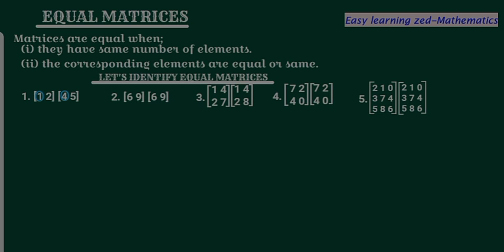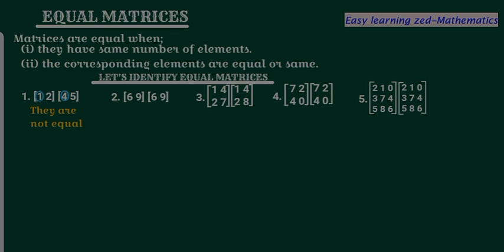That means these matrices are not equal. Why? Because the corresponding elements are not equal or the same. The reason I've used equal or same is because in some books you may find it written as same, in others you find it written as equal. In this scenario they mean the same thing. So we can say that those two matrices in example 1 are not equal.